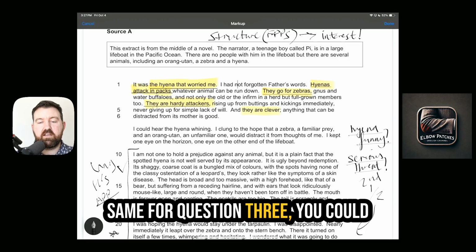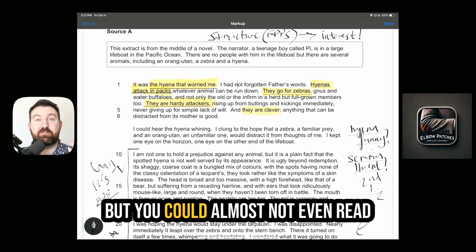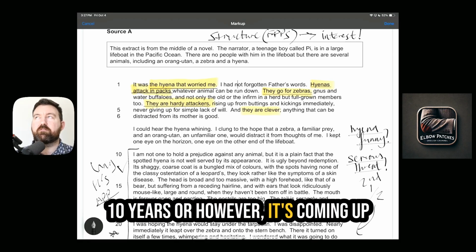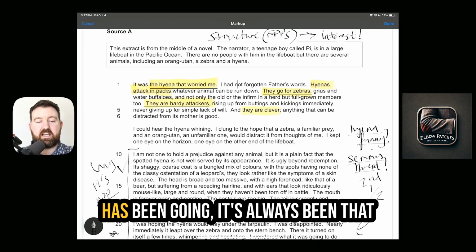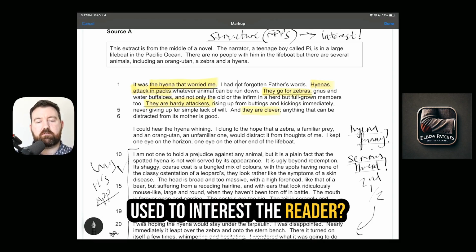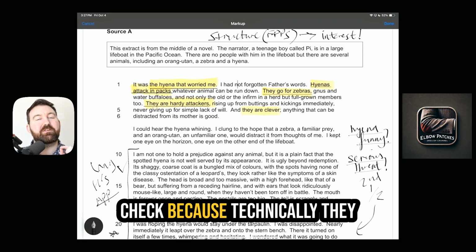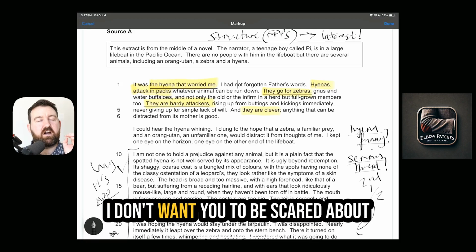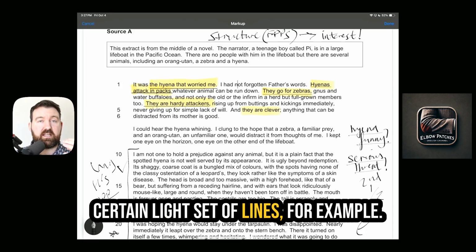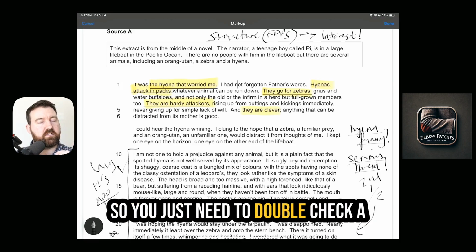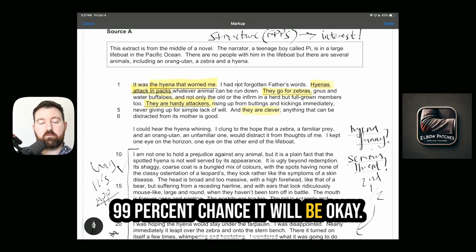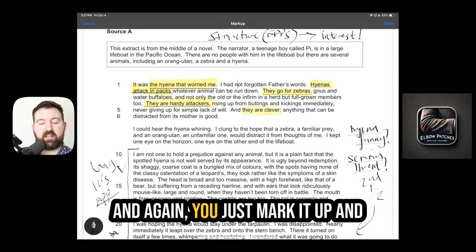Same for question 3. I don't want you to do this, but you could almost not even read question 3 because for the last 10 years or however, it's coming up to 10 years for sure that this exam has been going, it's always been that. In the whole text, how is structure used to interest the reader? I want you to read it just to double check because technically they could change it very slightly. I don't want you to be scared about that, but they could go from whole text to maybe a certain set of lines, for example. So you just need to double check 100% that it is structured to interest the reader, but 99.99% chance it will be, okay? Then you quickly read question 4, and again, you just mark it up.